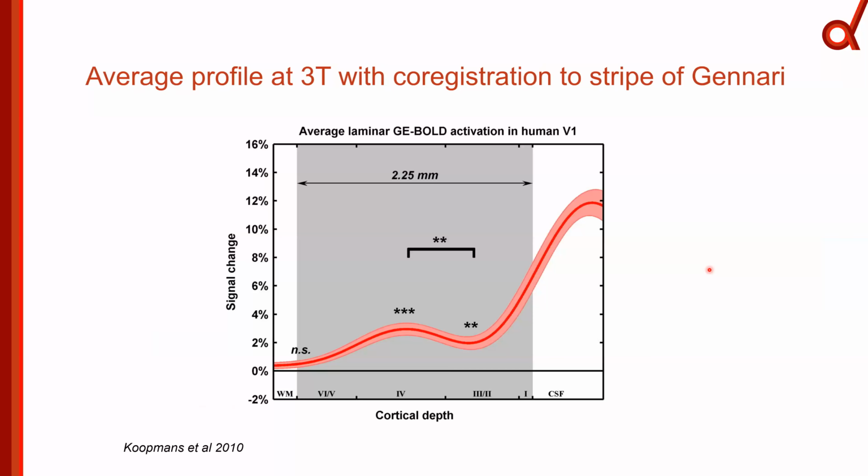And around the same time, we published a study at 3 Tesla, looking at activation in human V1 and showing a very similar type of activation pattern, where you see most of the activation that you're recording in a normal fMRI experiment is coming from out on the pial surface. But we actually co-registered for the stripe of Gennari, and then you do see a slight bump here, but this is not what you would normally be measuring.